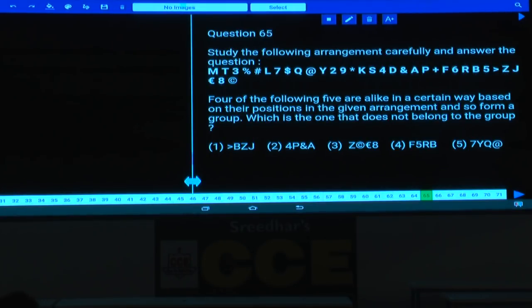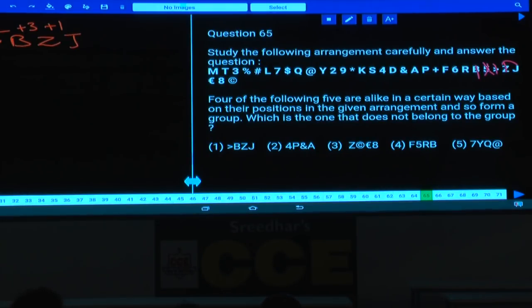4 of the following are alike in a certain way. That means odd man out. Greater than B, Z, J. Tell me how many elements are there? Greater than B, Z and J. And between greater than and B, how many elements are there? And 1, 2. That means we are moving 2 elements backwards. B and Z, between B and Z, 1, 2, 3 plus 3. -2 plus 3, Z and J. Here it is +1. What is the pattern here? -2 plus 3 plus 1.